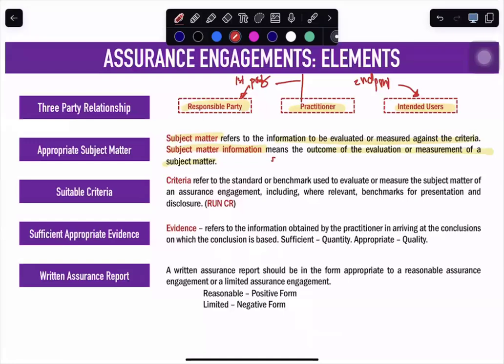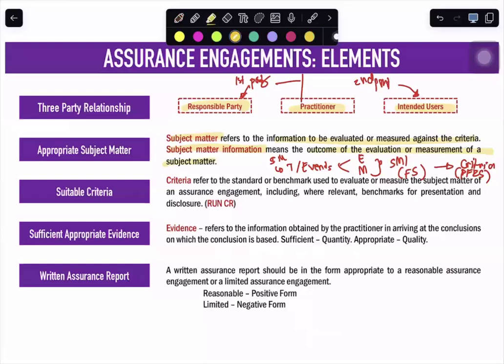So let's say we have here your subject matter. These are your different transactions and events. These transactions and events will be evaluated and measured. And based on the evaluation and measurement of these transactions or events, we have a subject matter information. And that subject matter information is your financial statement. And this financial statement will be tested to a particular criteria. And what is that criteria? That is your Philippine Financial Reporting Standards.